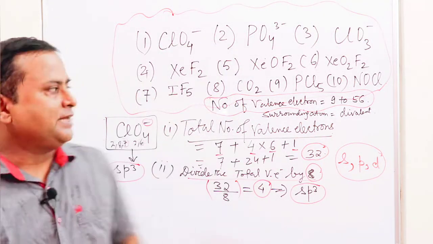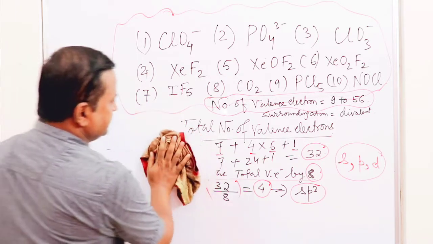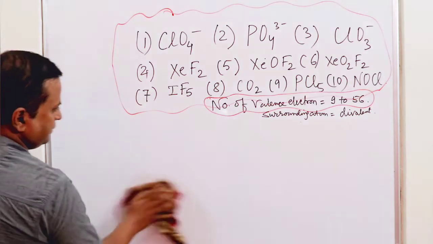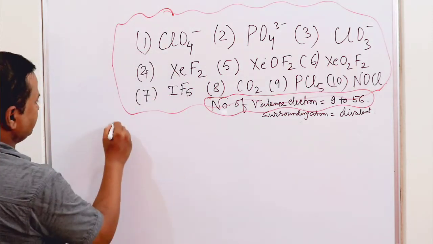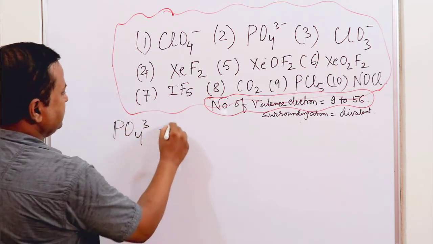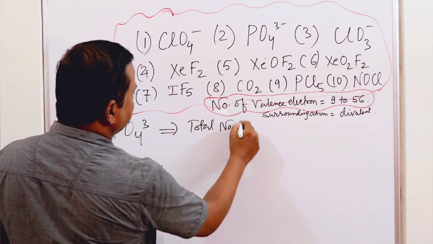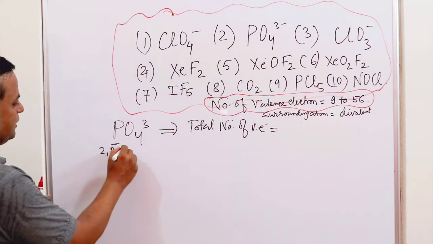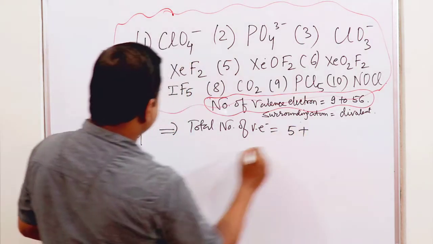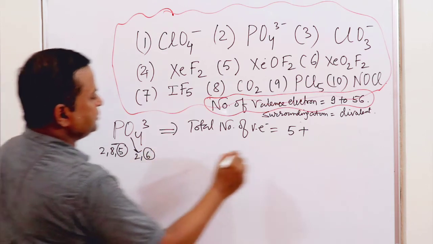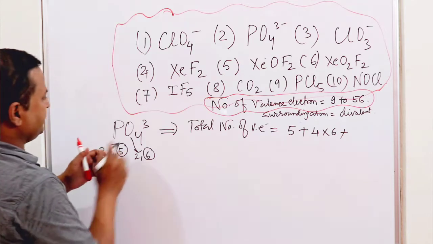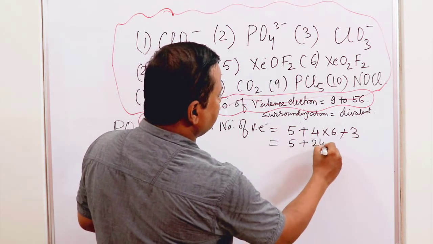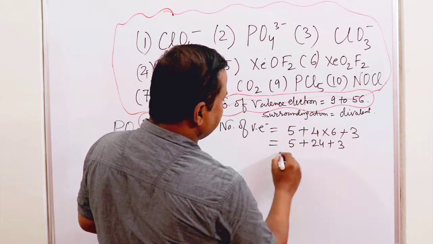Now let's move on to the next example, that is PO4 3 minus. See here, the total number of valence electrons is equal to what? Phosphorus atomic number is 15, so we can write it as 2, 8, 5. That means it has 5 valence electrons. So 5 plus, in oxygen it is 2, 6, so 6. So 4 into 6, plus you can see here a 3 minus charge, so you have to add this. So it comes out to be 5 plus 24 plus 3, so that means 32.